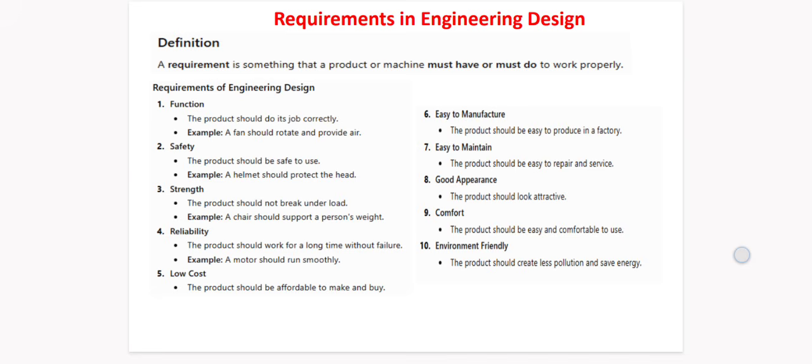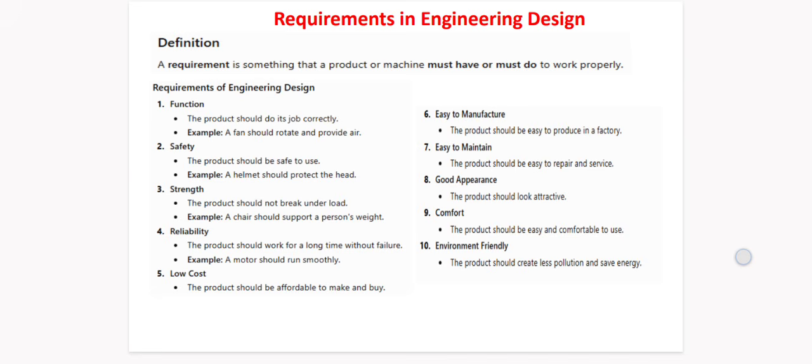Next one is material requirement. The material must be selected according to the application. For example, for a shaft, we may require high strength, good fatigue resistance, good machinability, suitable hardness. For a lightweight structure, aluminum alloy may be preferred. For a high temperature component, a heat resistant material may be required. Therefore, the material selection is also influenced by design requirements.